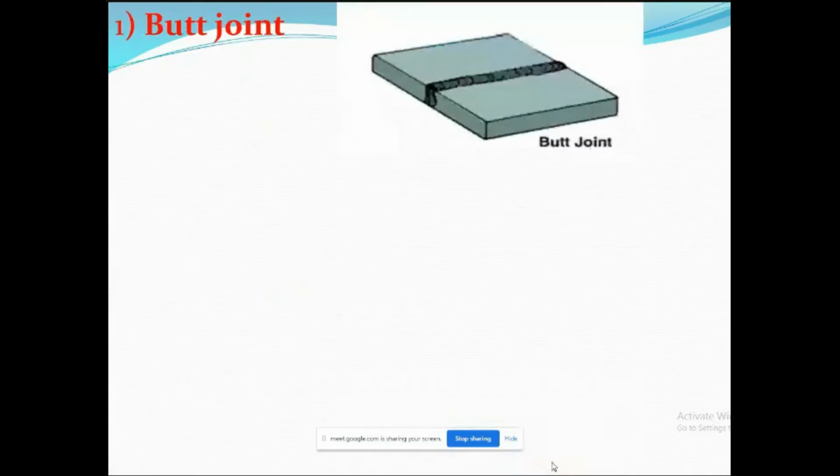First one is your butt joint. See the figure of the butt joint. If we have to weld two different plates, that is nothing but your butt joint. The parts lying in the same plane are joined at their edges.